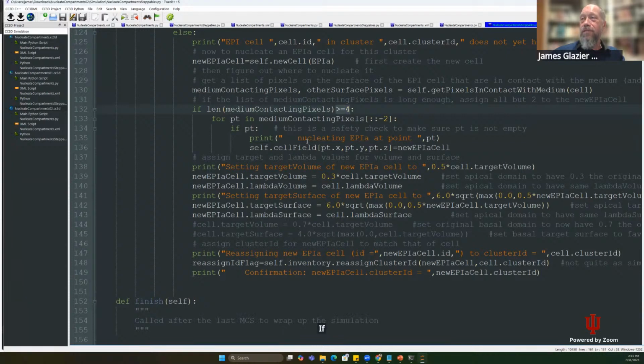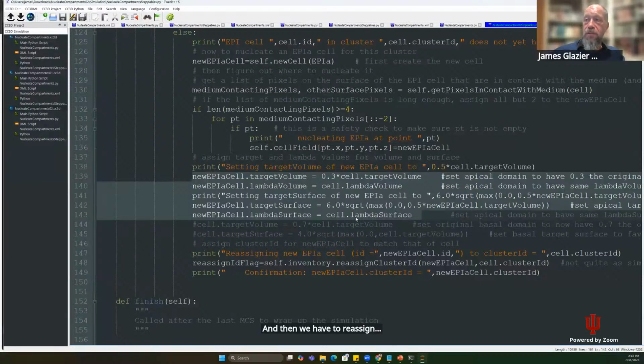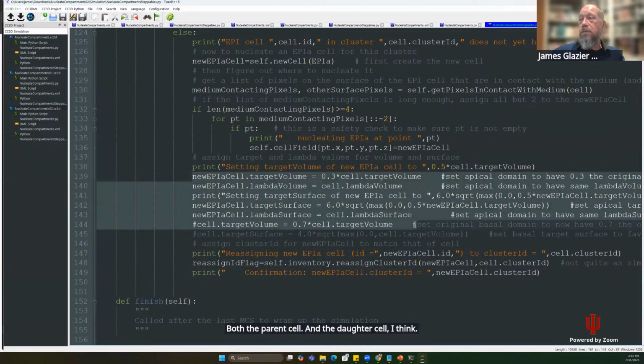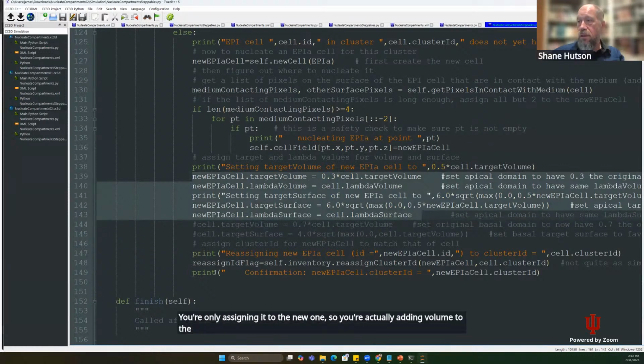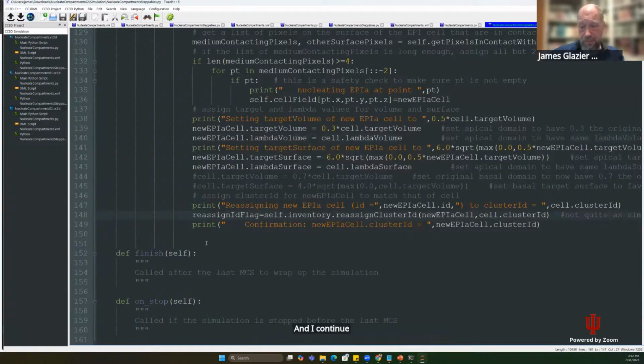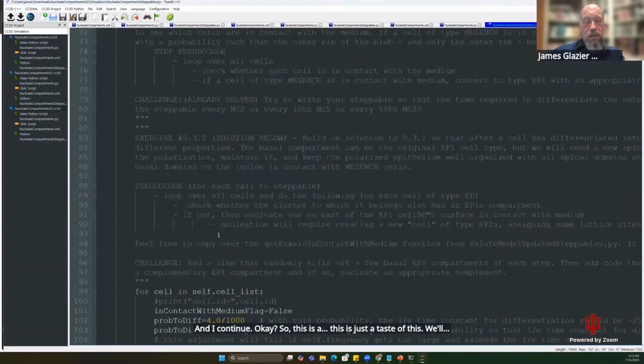If there are enough of them, if there are 4, then we find a region in that, and we assign that subregion to this new cell ID. And then we have to reassign the properties of that new cell, both the parent cell and the daughter cell. I think you're only assigning it to the new one, so you're actually adding volume to the cell here. Yeah. And then if I've reassigned it, then I say that I've done it, and I continue. Okay. So this is just a taste of this. We'll go over this in detail next week.